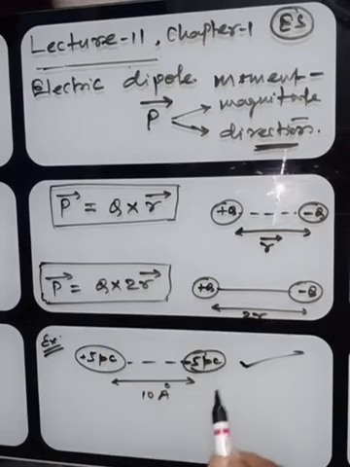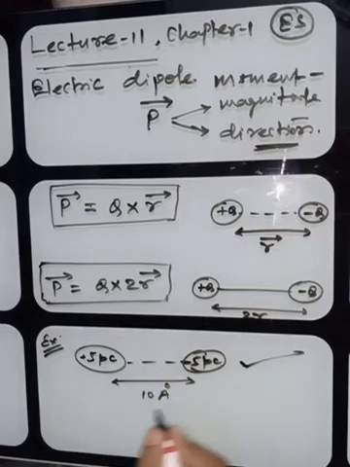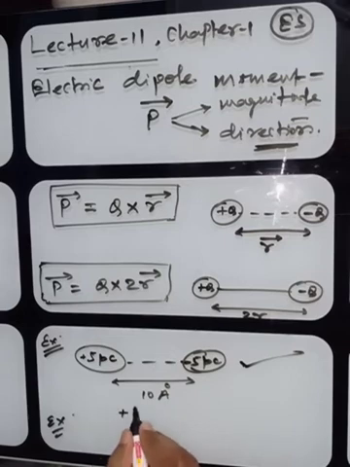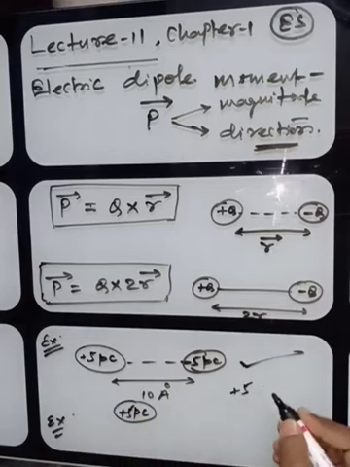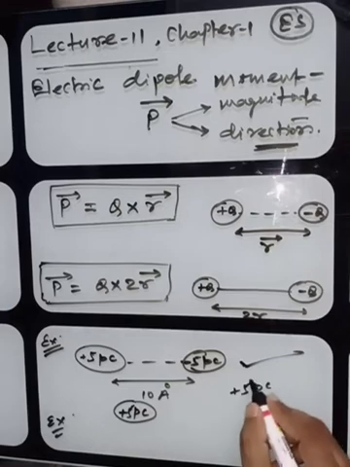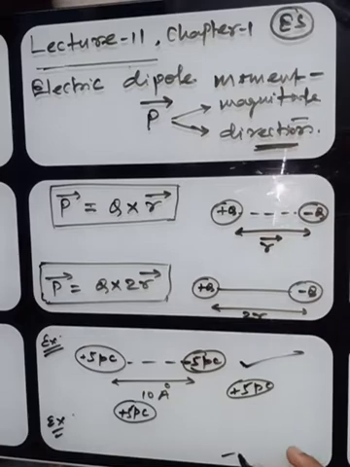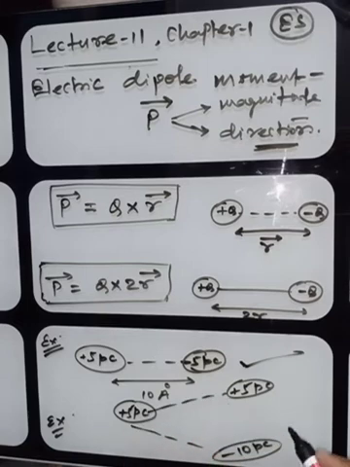Exactly here we are having one dipole. Okay, now here 5 picocoulomb, and another plus 5 picocoulomb, and here minus 10 picocoulomb. The separation here is 5 angstrom, here 5 angstrom.